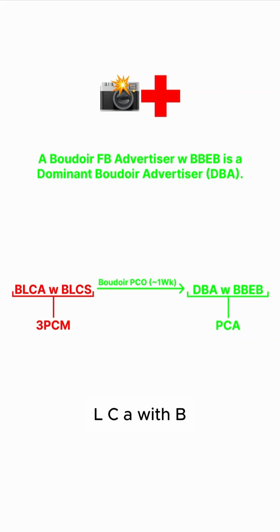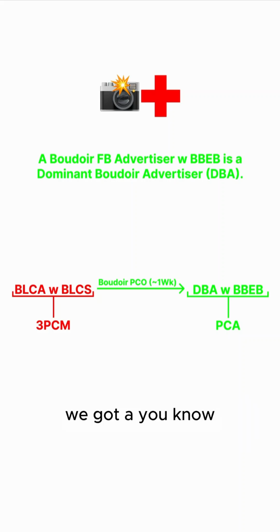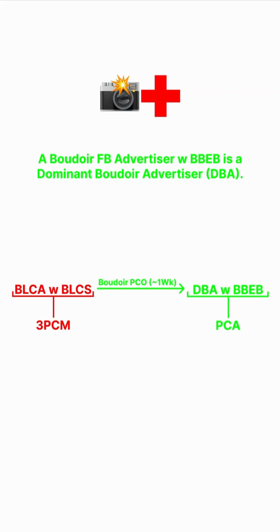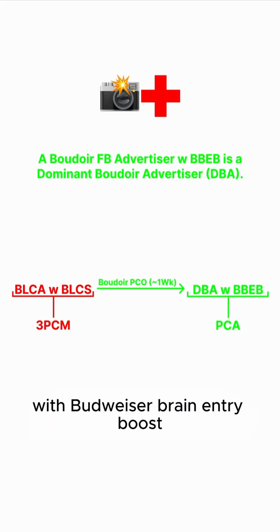So this is our universe. We got BLCA with BLCS. It's caused by the 3 pre-click mistakes. It's treated with Boudoir Pico, which takes about a week. We achieve pre-click alignment. We become a dominant Boudoir advertiser with Boudoir brain entry boost.